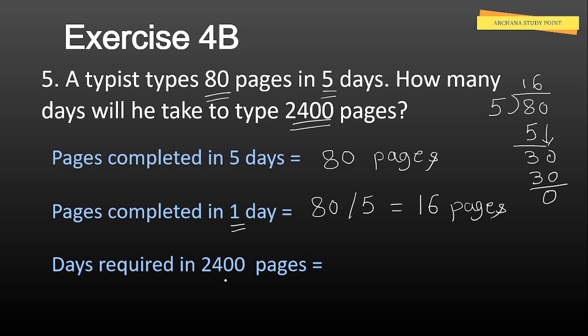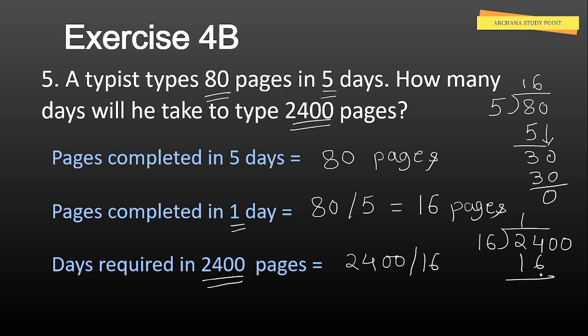And now we have to find out days required to complete 2400 pages. So for this, we will divide 2400 by 16, and let's calculate it. 2400 divided by 16. 16 ones are 16, and 24 minus 16 is 8, and 16 fives are 80. We'll bring this 0 down here. The answer is 150.